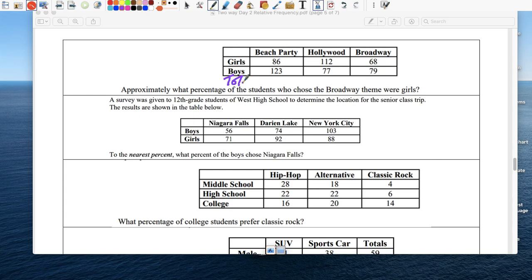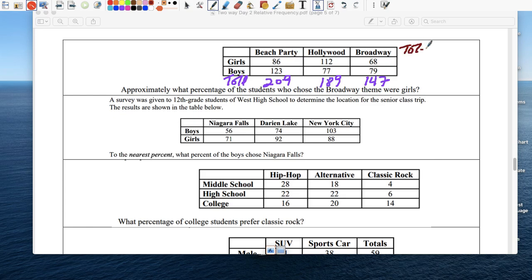Total. 86 plus 123, 209. 112 plus 77 is 189. 68 plus 79 is 147. Now we're going to add across. Total girls, 86 plus 112 plus 68 gives me 266.